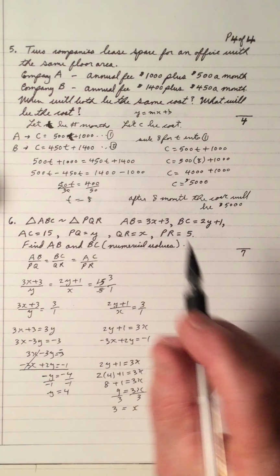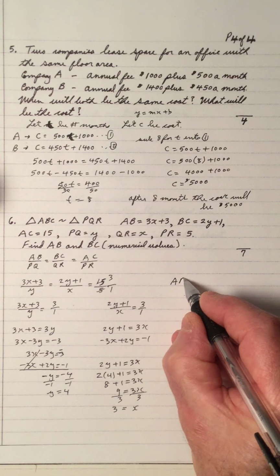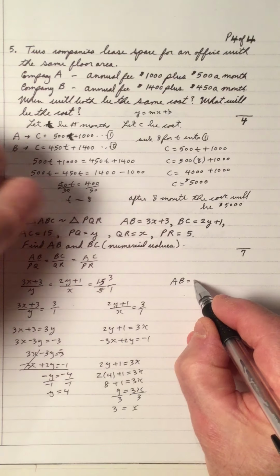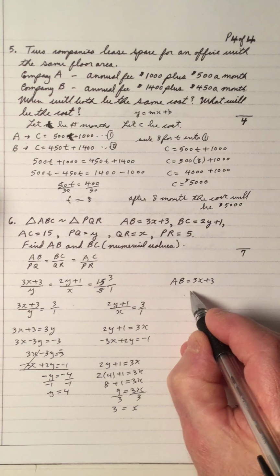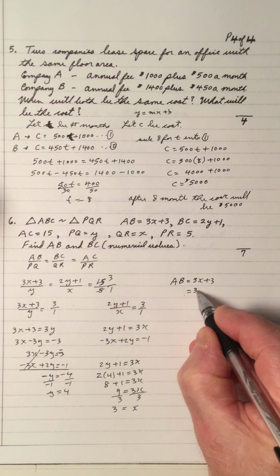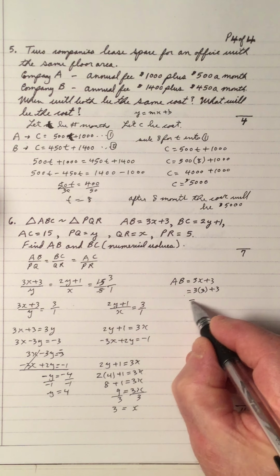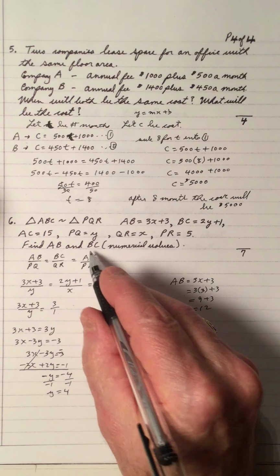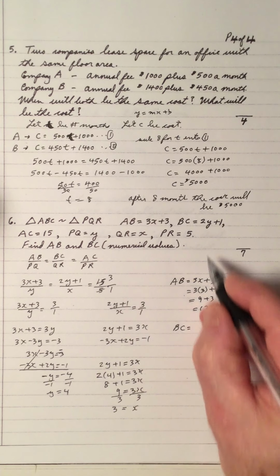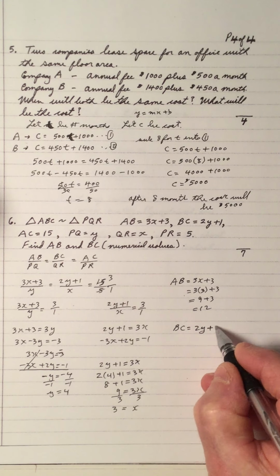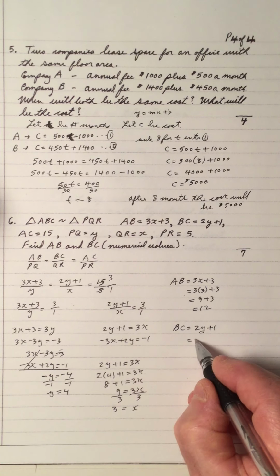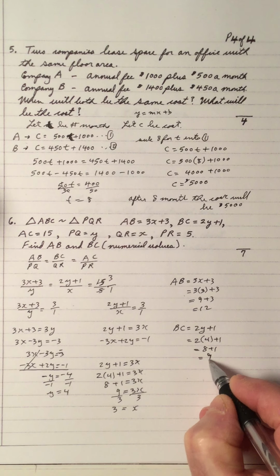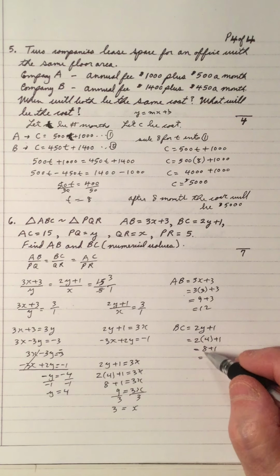And it says find AB. Well, let's see where AB is. AB is 3x plus 3. So x is 3, put 3 in the place of x. 9 plus 3, 12. And I also want to find BC. BC is 2y plus 1. y is 4, so sub 4 in. 8 plus 1 is 9. So I found the two lengths of 12 and 9.